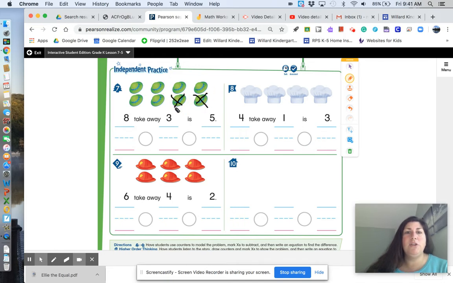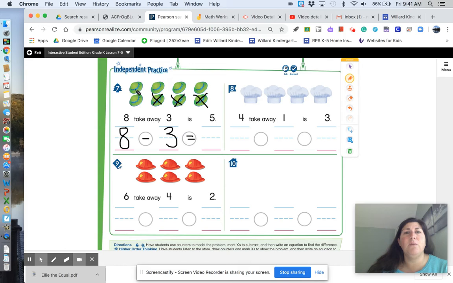Now, all I want you to do today on your workspace for this problem and these few problems is to write the equation. So I'm going to show you what this equation looks like. And I just want you to practice writing what an equation looks like using the Linus the minus sign. So we have 8. Let's write 8. Then we're going to do our Linus the minus. I want you to do the same thing on your workspace. Take away. Then we're taking away, remember, 3 hats. And then is, Ellie the equals. We have to write our equal sign here. That means is. And then we have 5 left.